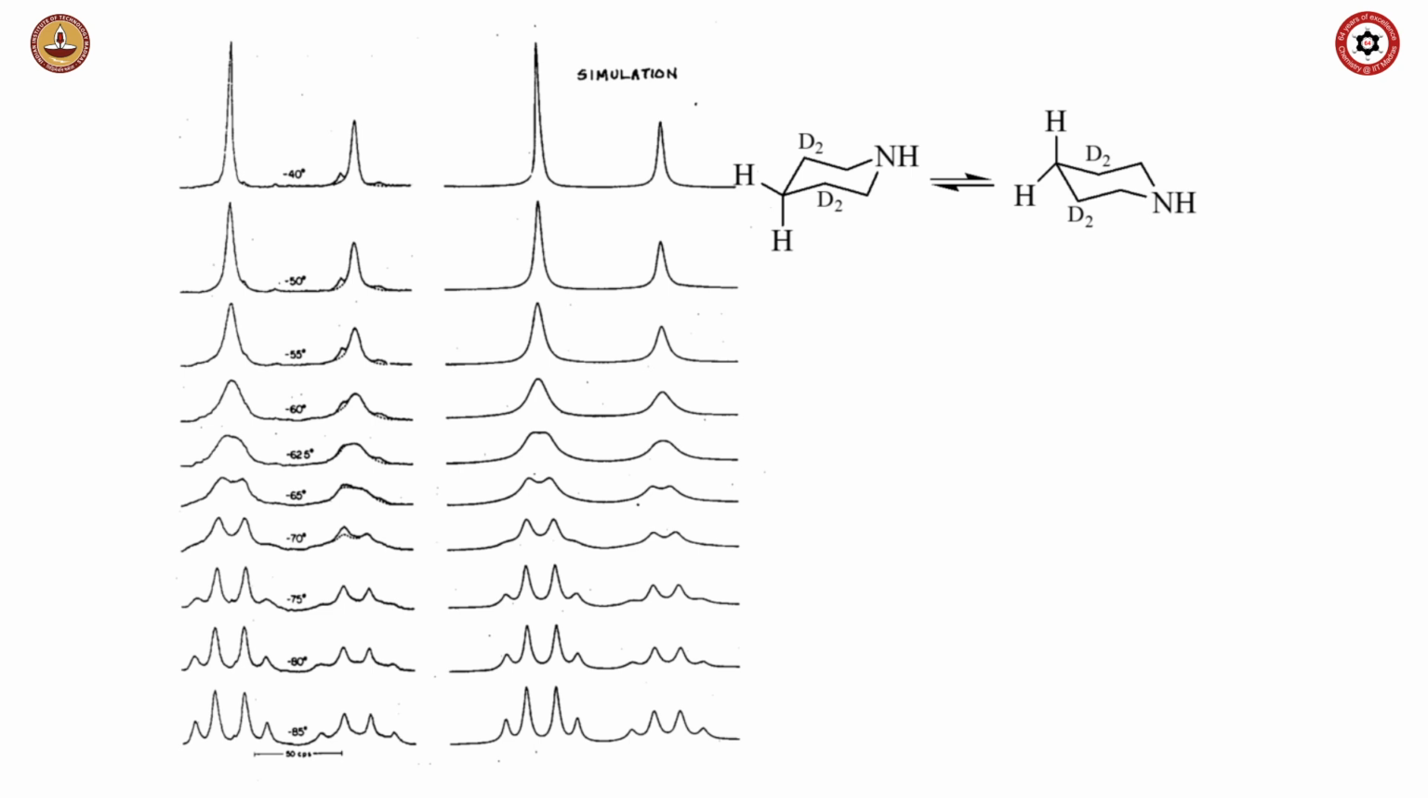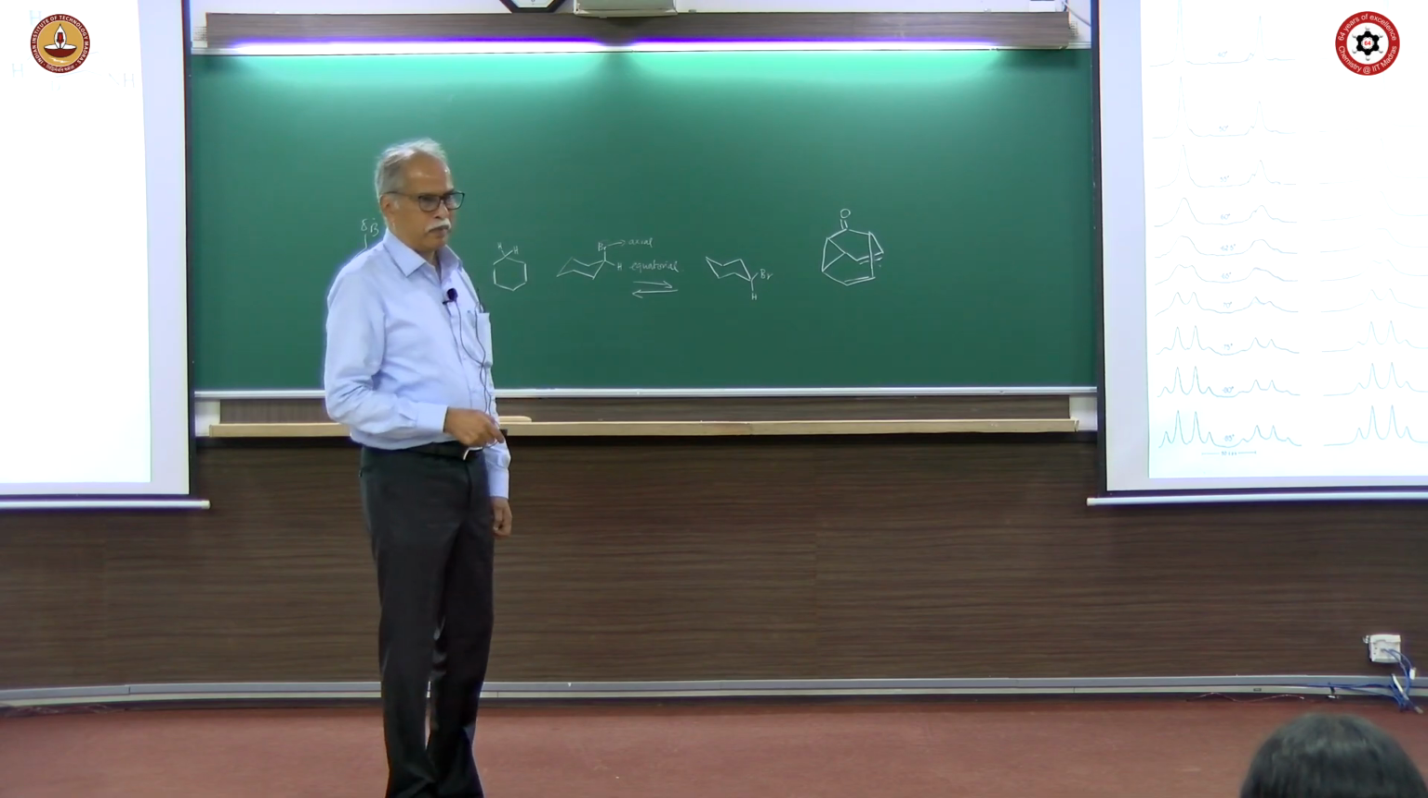As you increase the temperature, rapid equilibrium takes place, and as a result you get a singlet. The AB quartet coalesces to a singlet. The coalescence temperature is somewhere between 65 and 62.5, and that is a sharp singlet you see when it is rapidly undergoing equilibrium.